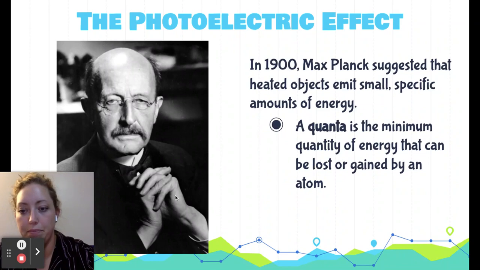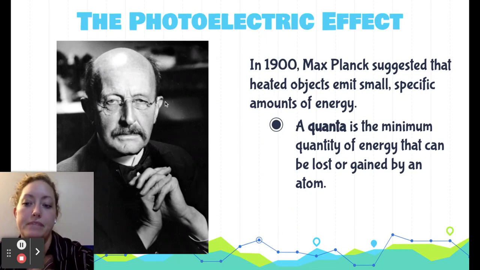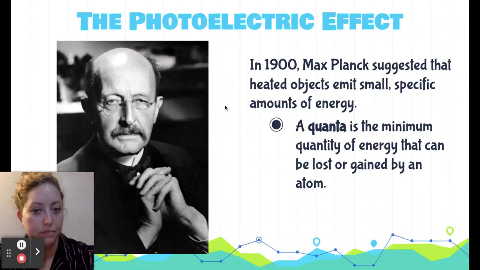So this is Mr. Max Planck. There's actually a big research facility down in South Florida dedicated to him. It's in his name, so kind of cool.